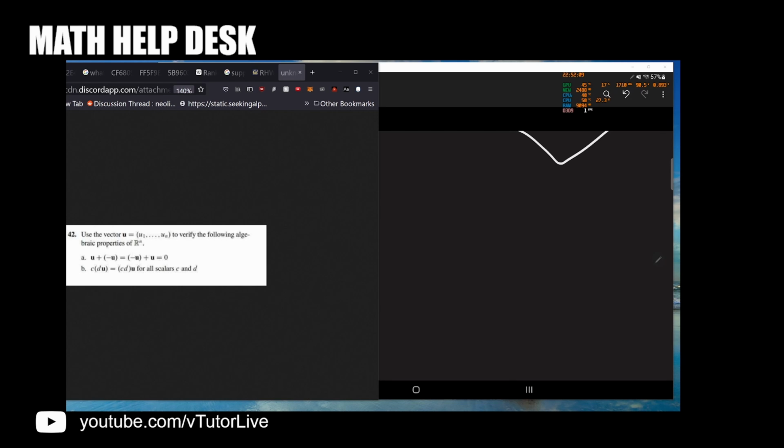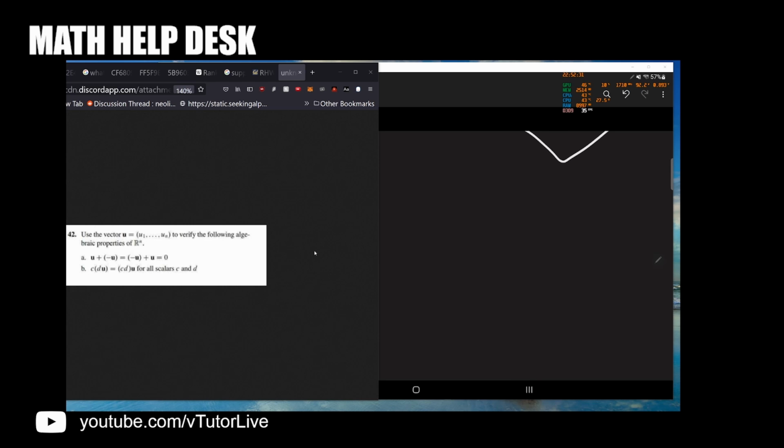Hour or so to just go over some problems. Okay, so the problem that we're covering right now is using a vector u, just u1 dot dot dot un, to verify the following algebraic properties of Rn. If this is the first problem of this type that you've seen, it might look really abstract, but I promise you it's not too bad.